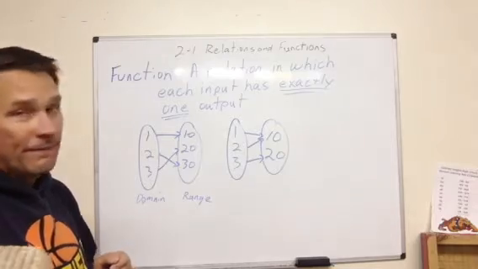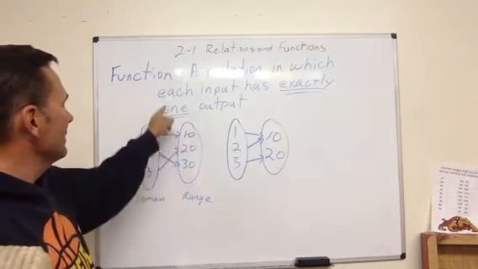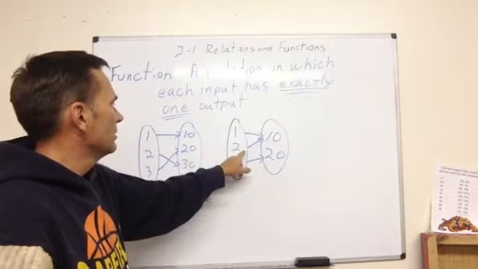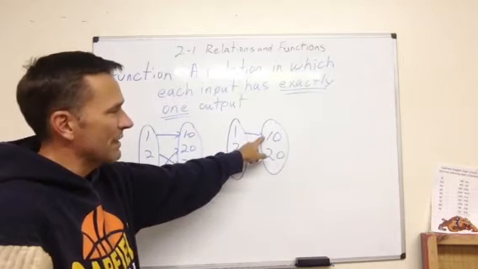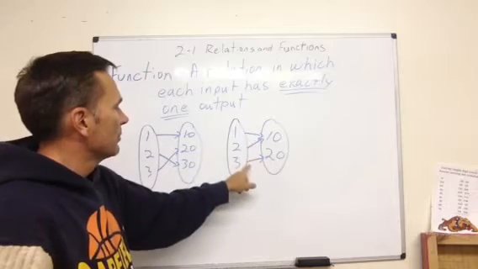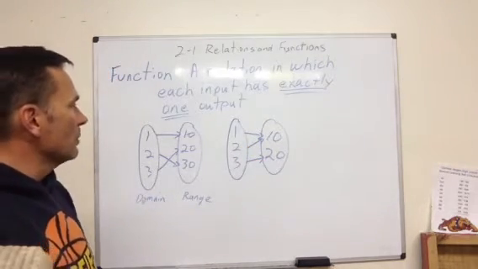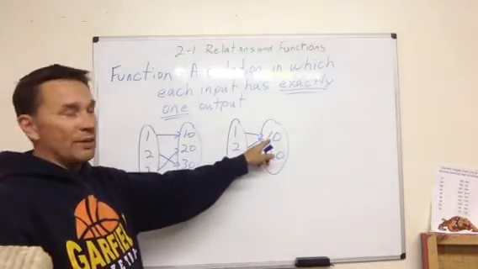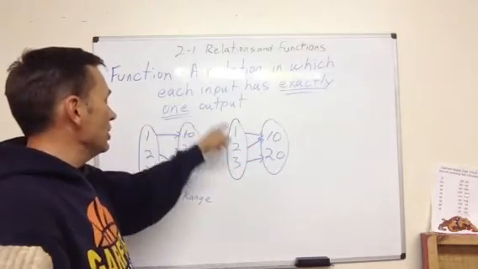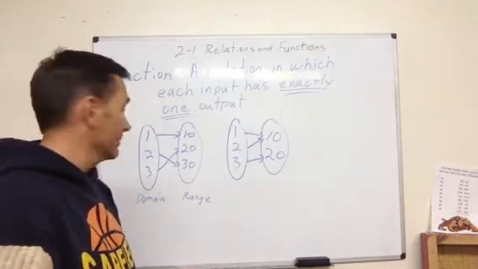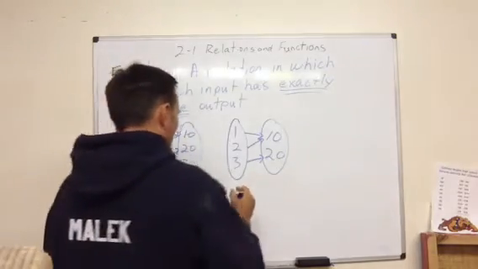Is this a function? Well, let's see each input. That 1 has one output, to 10. This 2 has one output, but it's going to the same 10. 3 has one output going to 20. So some of you might think, oh, it's going to 10 twice. But does each input have exactly one output? Yes. This is also a function.